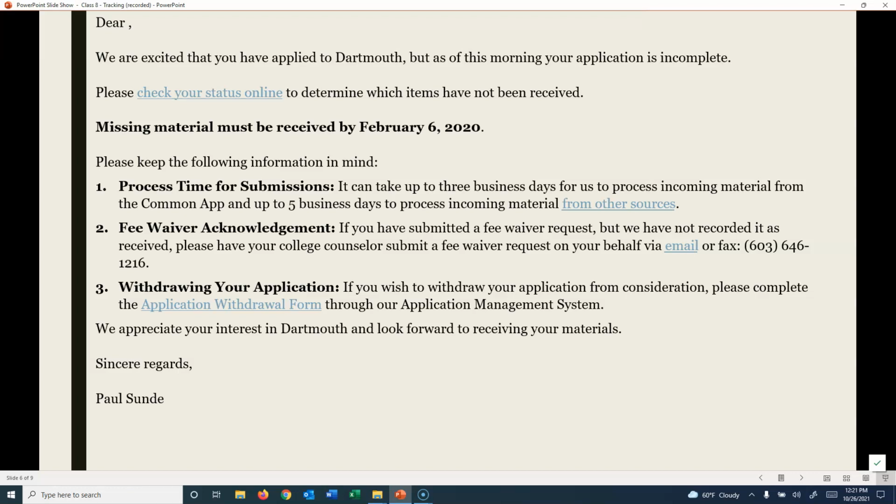And here are your instructions. Here's the processing time, things like that. They basically just want you to follow up with the individual person.